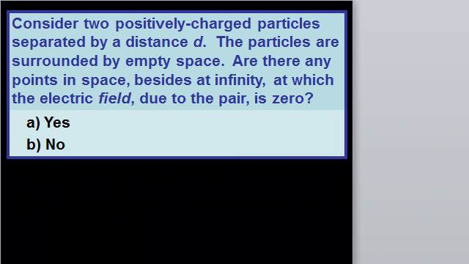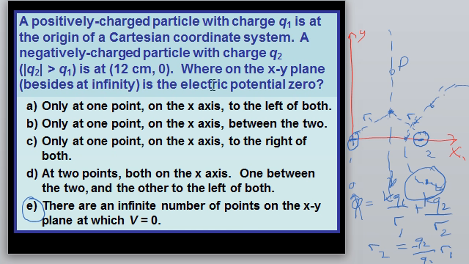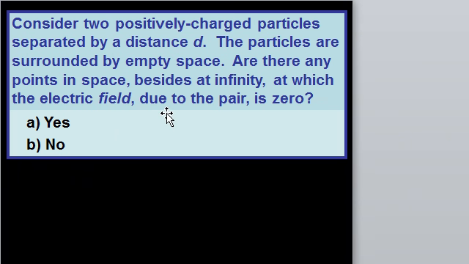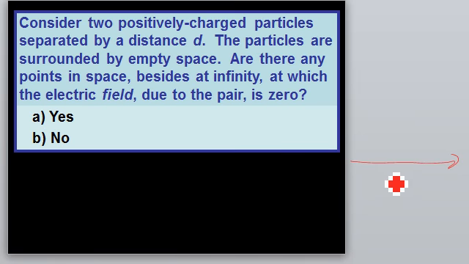Consider 2 positively charged particles. I'll let you read it. So this is a big deal. This question, even though it comes under the electric potential, is a question about the electric field. Here, where's the electric potential 0? But in our next one, any points besides an infinity at which the electric field is 0. And we're looking at 2 positively charged particles. Are there any points in space? Yeah, anywhere in here.